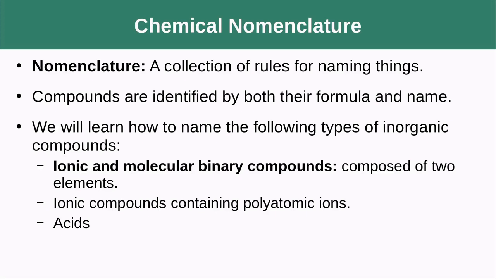You can't really put in all those subscripts and stuff and expect that any old person off the street's going to be able to read and understand that. So we're going to have to learn how to name both ionic and molecular binary compounds composed of two elements. And we're going to talk about ionic compounds containing polyatomic ions.